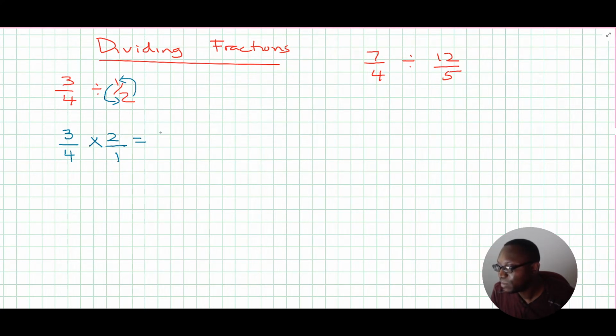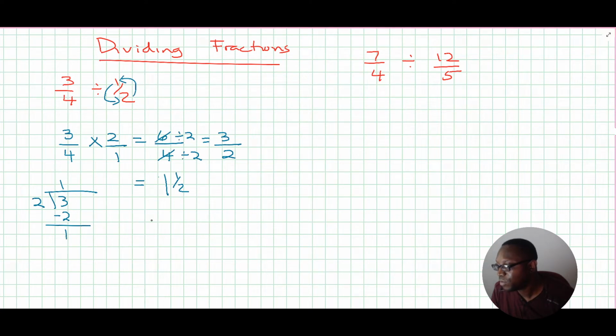So let's go ahead. 3 multiplied by 2 is 6. 4 multiplied by 1 is 4. You divide again, you divide by 2 because they are both even numbers. 6 divided by 2, we have 3. 4 divided by 2, we have 2. So this is the same as 1 and a half. And the way we get that is this: 3 divided by 2. There's only one group of 2 in 3. 1 multiplied by 2, we have 2. We subtract, and we're left with the remainder of 1. So this is your quotient, which is the number right here. And then this number is the remainder right here. And 2 is your denominator.